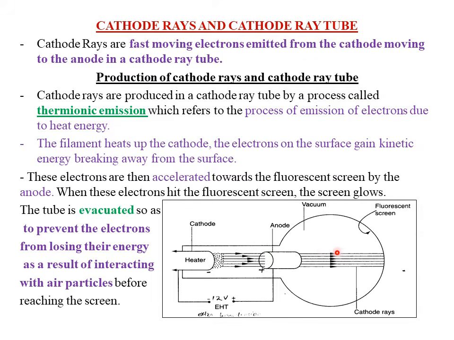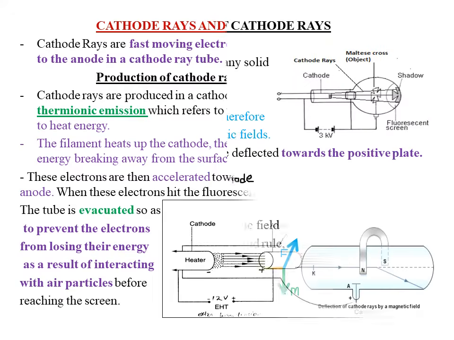Why is the tube evacuated? So as to prevent our electrons from losing their kinetic energy as a result of colliding or interacting with air molecules that would be in this particular tube. So when it is a vacuum, there are no air molecules, therefore the cathode rays are not going to collide with anything. Therefore, most of them are going to reach this fluorescent screen, forming a stream of cathode rays.